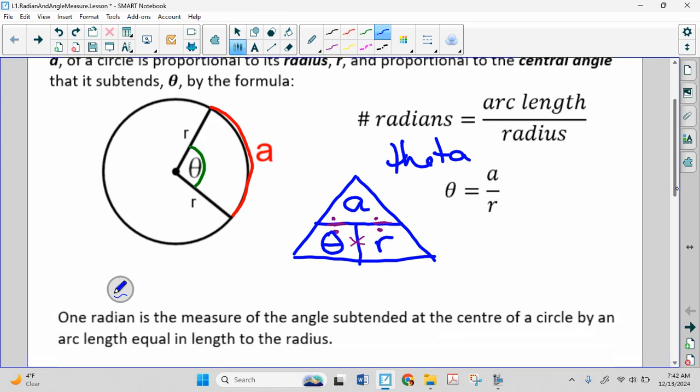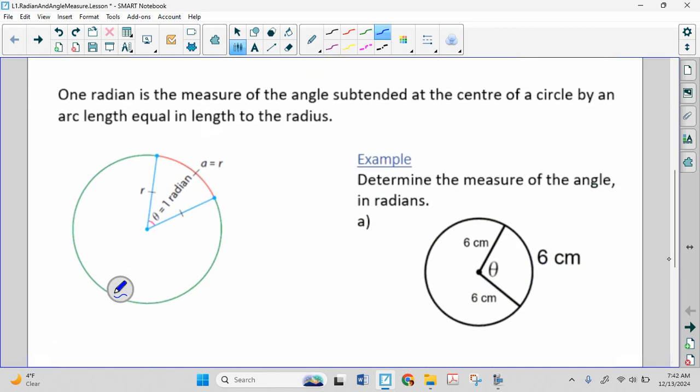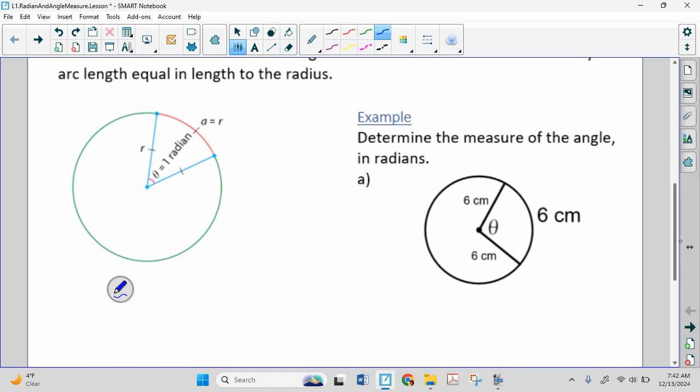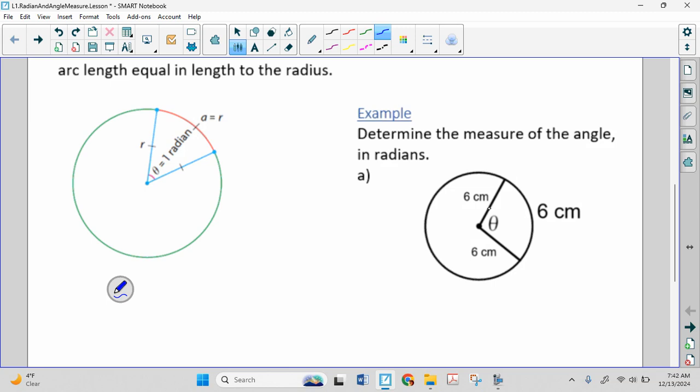So let's do this. 1 radian is considered when the circle has a radius of 1. How much do you have to focus on that? Not very much, but this is what you would have to be able to do. It wants you to now determine the measure of the angle. So let's find this theta value. If we know an arc length of 6, this is our A value, and a radius of 6.